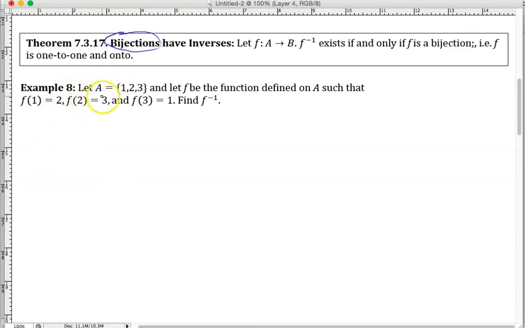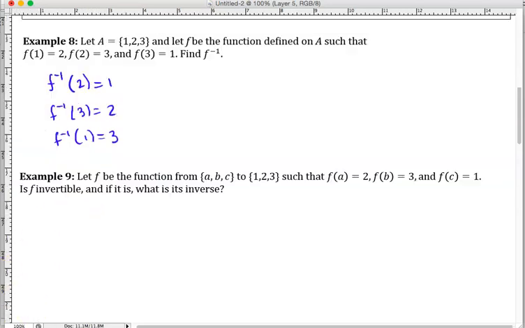In this example, let's say A is the set 1, 2, 3, and the function is defined on A by these values. Find the inverse. This basically inverts the inputs and the outputs. So the inverse of 2 is 1, the inverse of 3 is 2, and the inverse of 1 is 3.